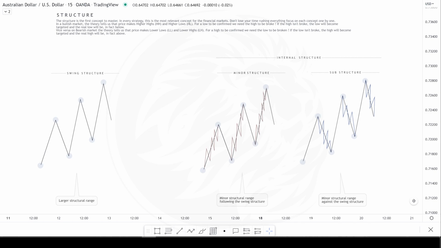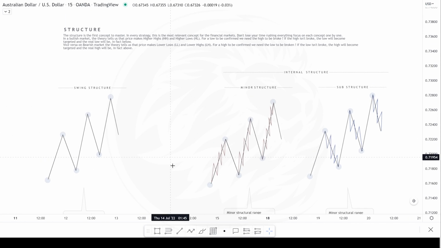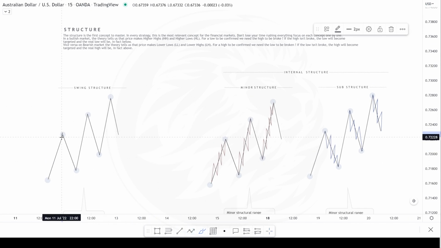In a bullish market, the theory tells us that the price makes higher highs and higher lows. For a low to be confirmed, we need a high to be broken. If the high isn't broken, the low will become targeted and the real low will in fact be below. So let me explain this phrase. In a bullish market, we are making higher highs and higher lows.